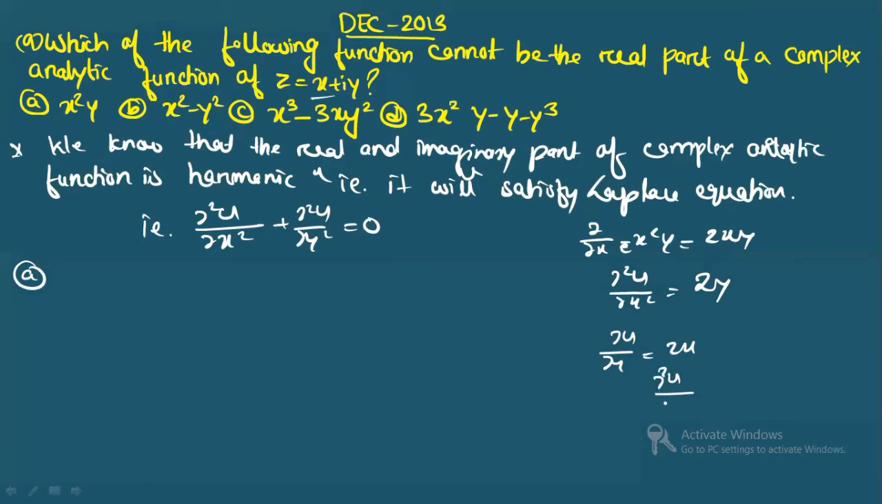And del square u del y square will be equals to 0. So if you look here, when you add 2y plus 0, it is equals to 2y. That means their sum is not equals to 0. Yes or no? This should be 0. 2y is not equals to 0. So in this question, x square y is not the real part, because if it would be the real part, you would get 0.